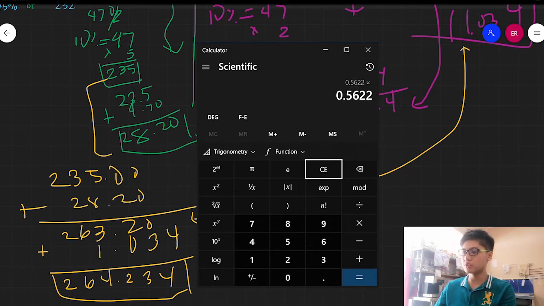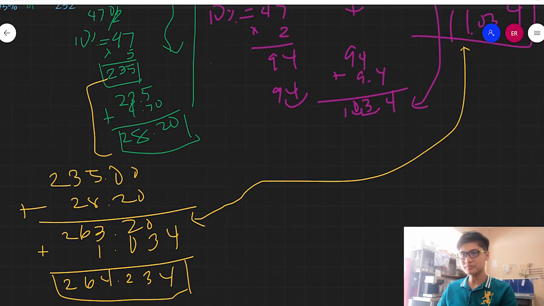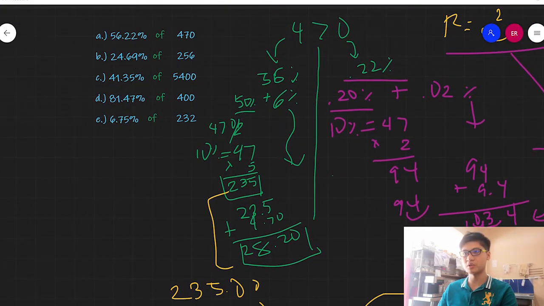And then we multiply it towards the number we're finding for, which is 470. And there you go. The answer matches with the answer in our solution, which is 264.234. All right, that's it. Now let's move on to the second item in our list, which is 24.69% of 256.